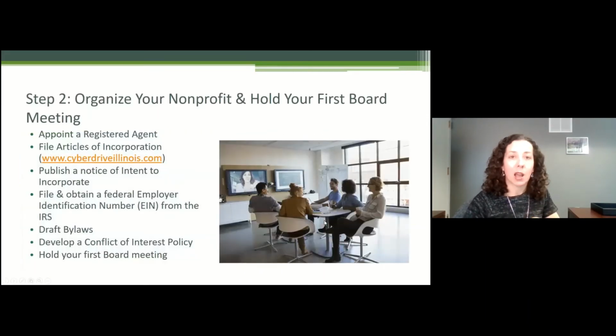Moving along. Can you believe all of that was in step 1? I told you there's some sub-steps here. We're moving on to step 2. By the way, these steps get shorter and shorter as we go along, so bear with me here. Next will be appointing a registered agent.